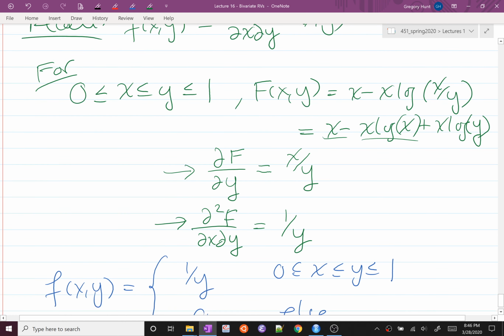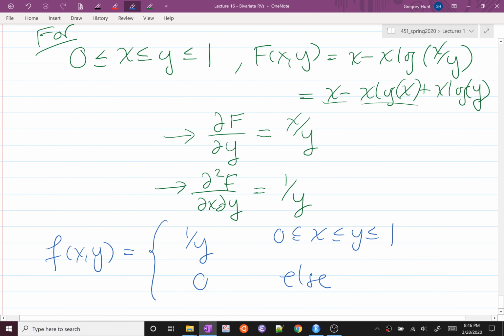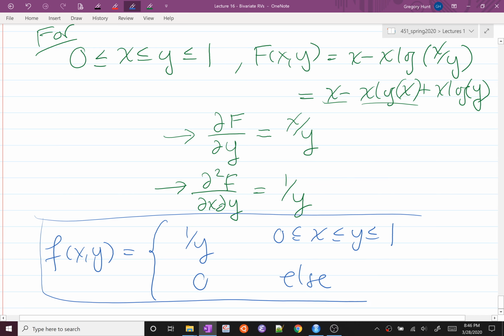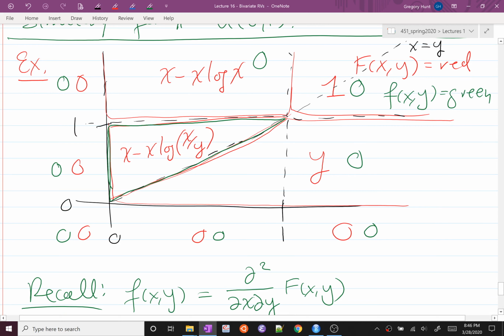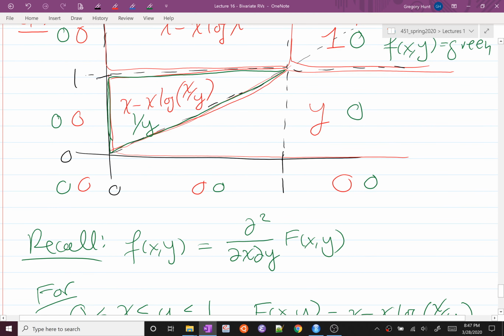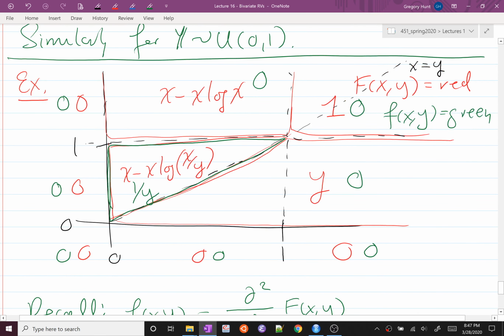Now, the only place it's going to be non-zero is in this little interval, and it's going to have a value of 1 over y if I take my mixed partial derivative correctly there. So the value of the joint PDF here is just 1 over y in this triangle. Okay, so this looks much different from the previous example. It is not just uniform over this square. It has a value of 1 over y over this triangle. It's much different.